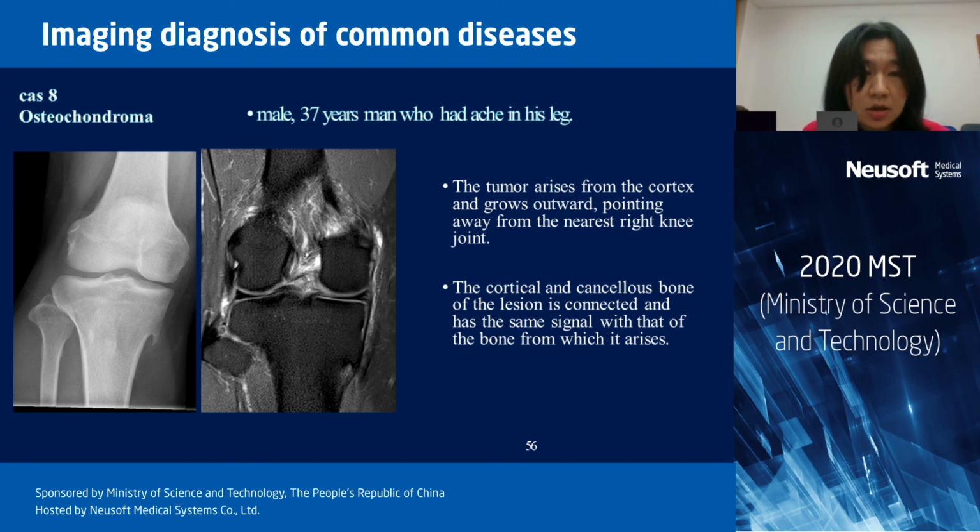Case 9. Osteochondroma. It's a man 37 years old who had ache in his leg. The tumor arises from the cortex and grows outside, pointing away from the nearest knee joint. The cortex and cancellous bone of the lesion is connected and has the same signal as that of the bone from which it arises.